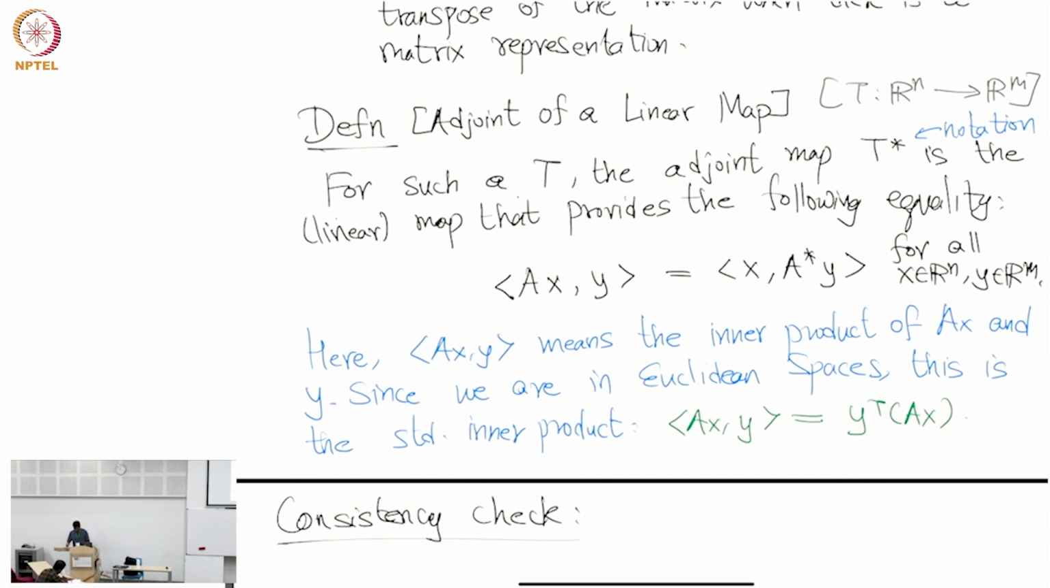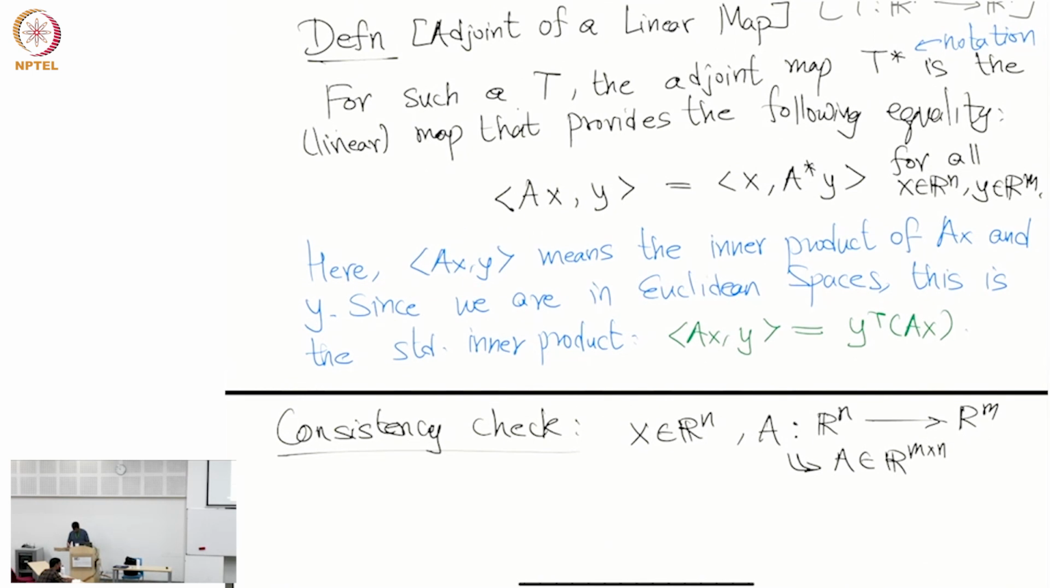Okay. So consistency check. x is in Rn. A is a matrix that takes Rn to Rm, so it maps vectors in Rn to vectors in Rm. This means that A is going to be an m cross n matrix.